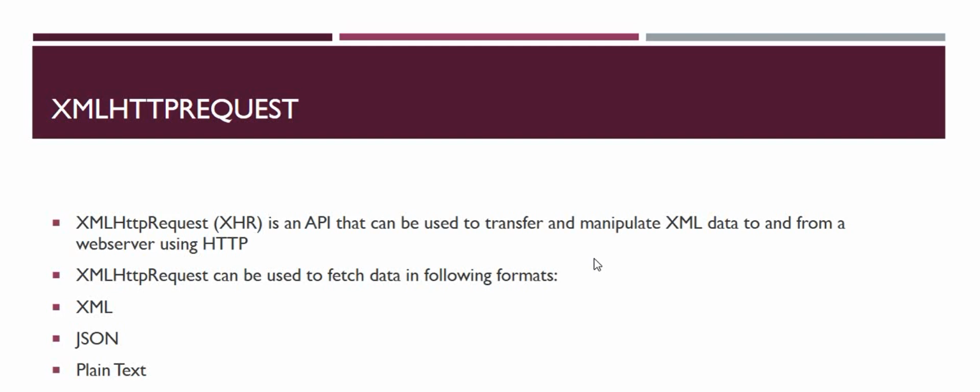Now XMLHttpRequest can be used to fetch data in many formats, three major ones being XML, JSON and plain text. In this tutorial we are going to basically focus on the plain text part.